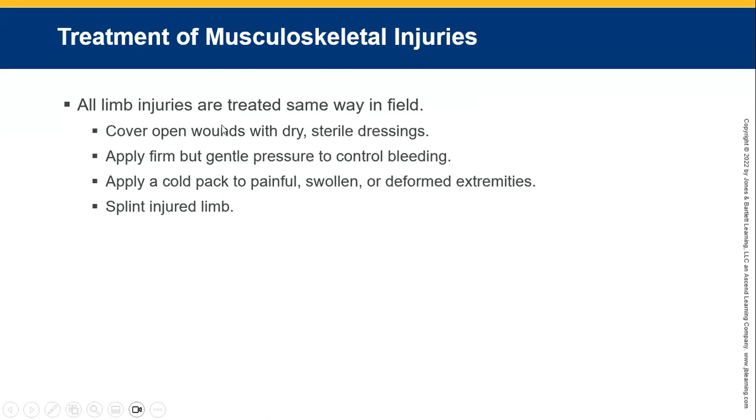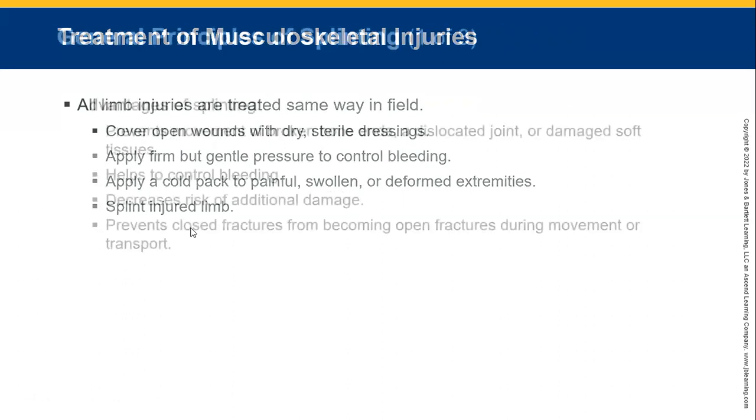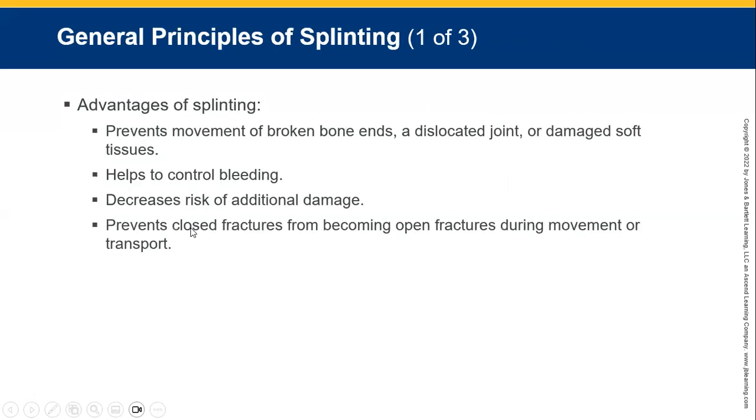All limb injuries are treated in the same way in the field. Cover open wounds with dry sterile dressings. In other words, stop the bleeding. Apply a cold pack if painful and swollen or deformed extremities. Splint the injured limb, and always splint it in the position you find it. Don't try and straighten it. Don't try and push things back in.